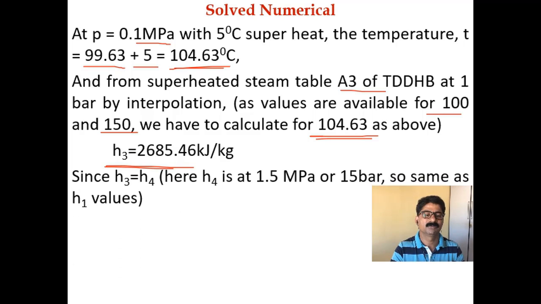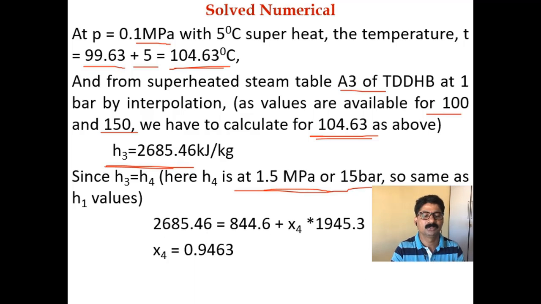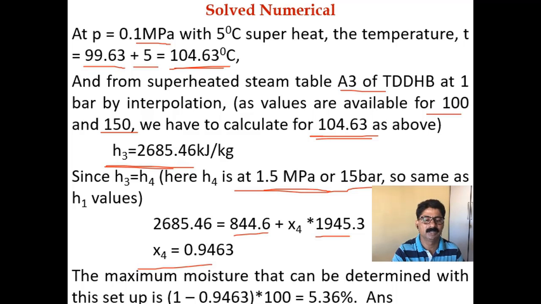Now you have to use the formula H3 equals H4. Your H4 is nothing but the initial condition, 1.5 megapascal or 15 bar, same as the H1 values, so the same HF1 and HFG1. So a new dryness fraction you have to find, that is X4 equals 0.9463. That means 94.63% dryness fraction, that is dry steam quantity, can be measured. That means the maximum moisture content is 1 minus that, which is 5.36%.